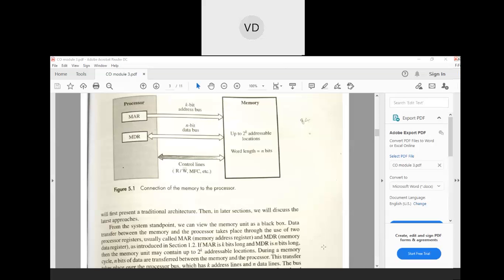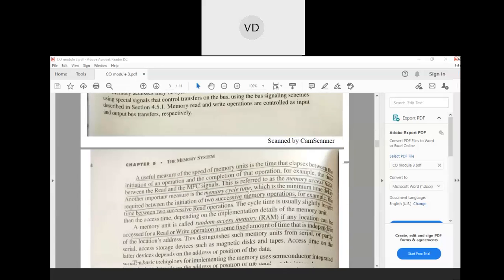In yesterday's class, we began with module number 3. There we studied the basic concepts which we had already studied in module number 1: how data is transferred between the processor and the memory with the help of the memory address register and the memory data register. We also studied the MFC signal, that is, the memory function complete signal, which is generated when the data is provided by the memory and loaded into the MDR. Like this, the transfer between the processor and the memory takes place.